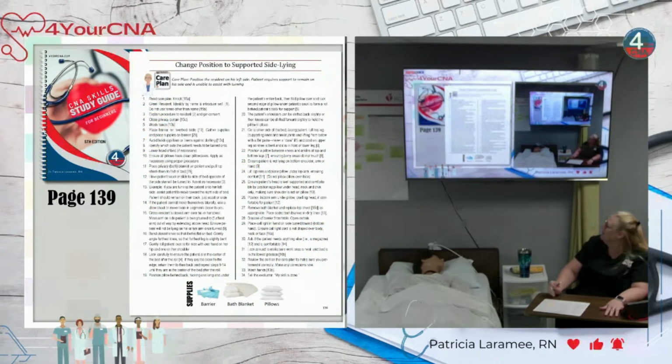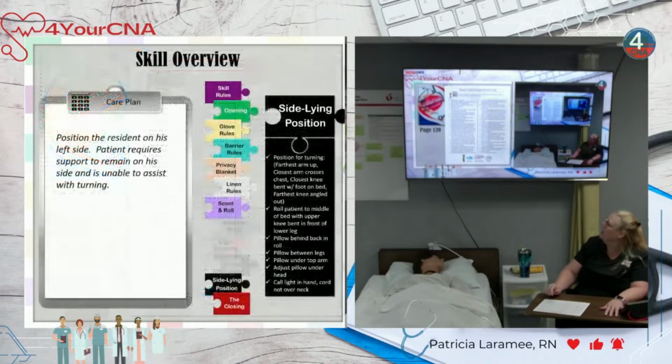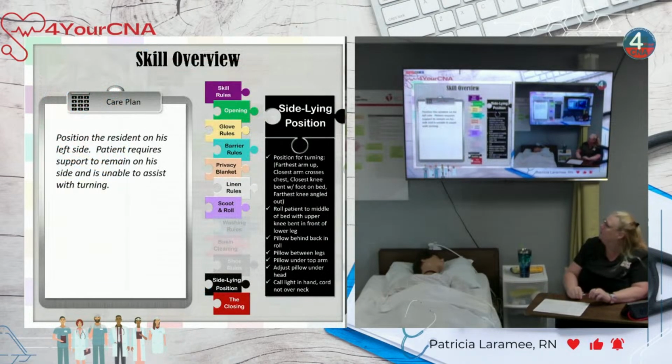All right, step-by-step instructions are going to be located on page 139. Care plan is at the top of the page. Here is our care plan. Position the resident on his left side. Patient requires support and is unable to assist with turning. Does it say that they're immobile? Does it say that they're paralyzed? Does it say that they cannot move on their own? What does it say? They're unable to assist with turning.